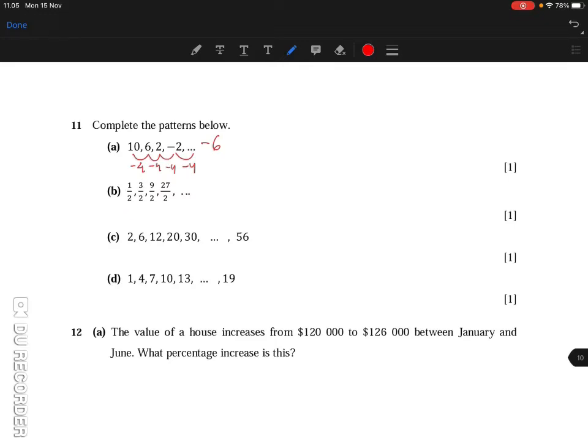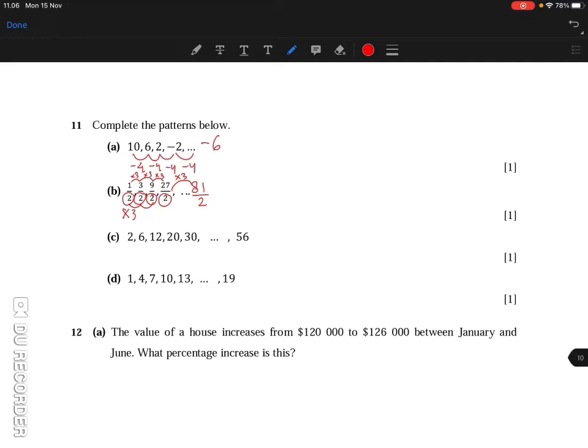Alright, this one, I think you have this, guys. Here, multiply it by 3. Can you look at this, the denominator doesn't change, but for the numerator you need to multiply it by 3. So the next term is going to be multiplied by 3, and you have 81 over 2.